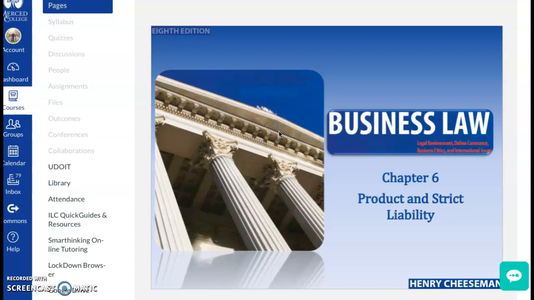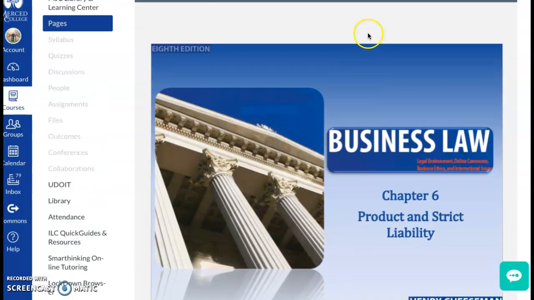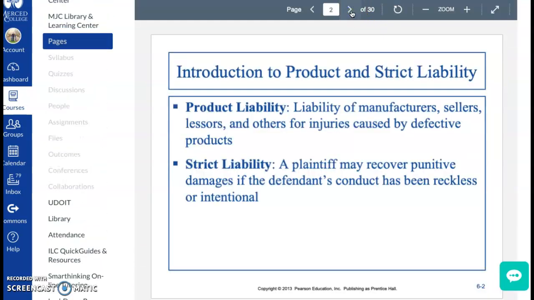So week 3, we are into products liability, strict liability, and chapter 7 as well. But we're going to start with chapter 6. Again, you can open it right up in Canvas. You don't have to access it any other way.